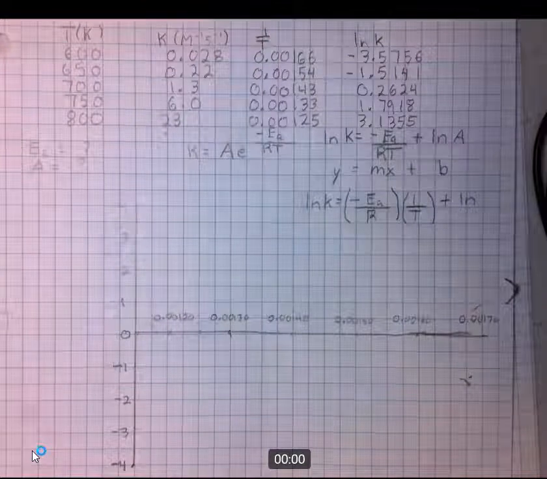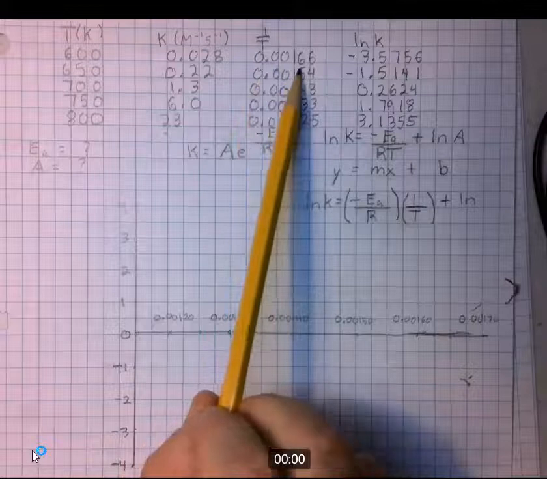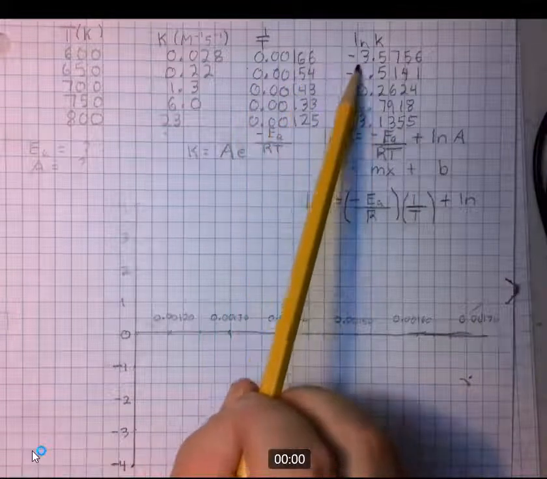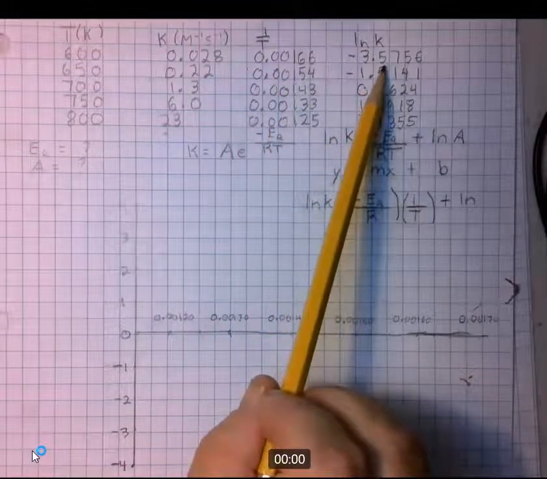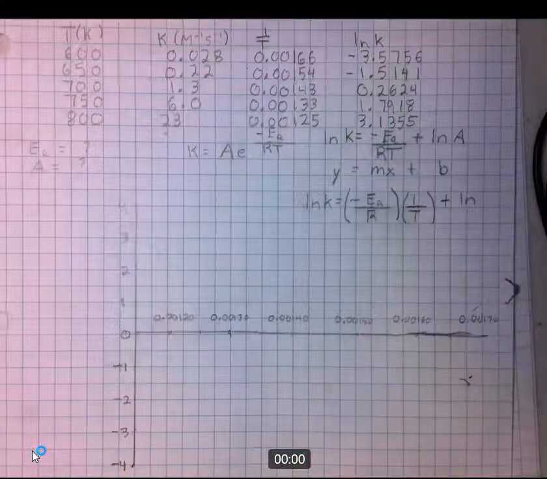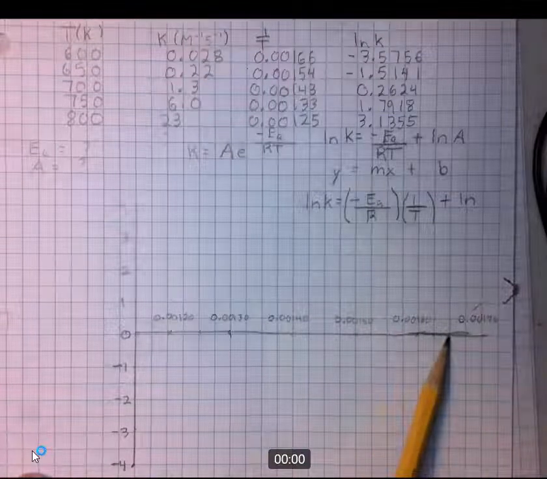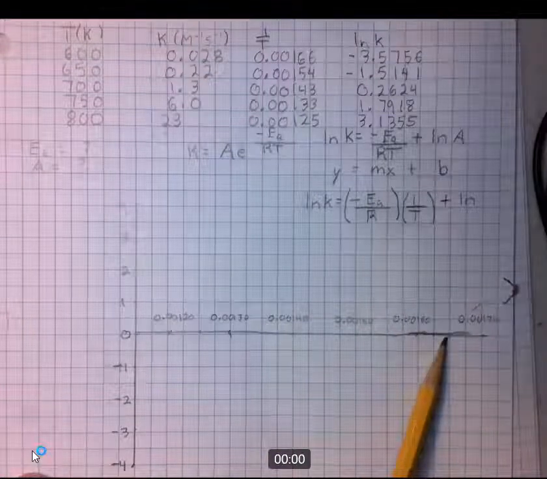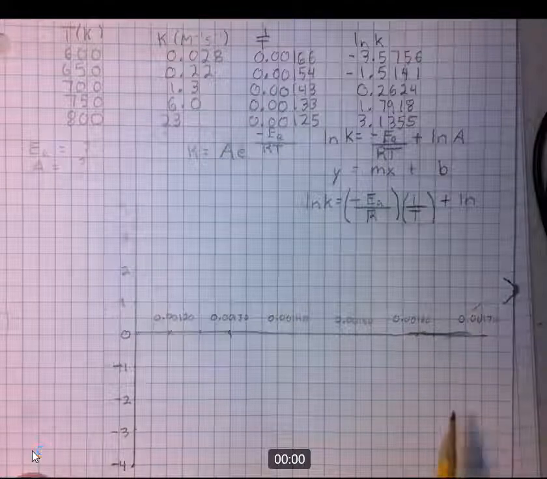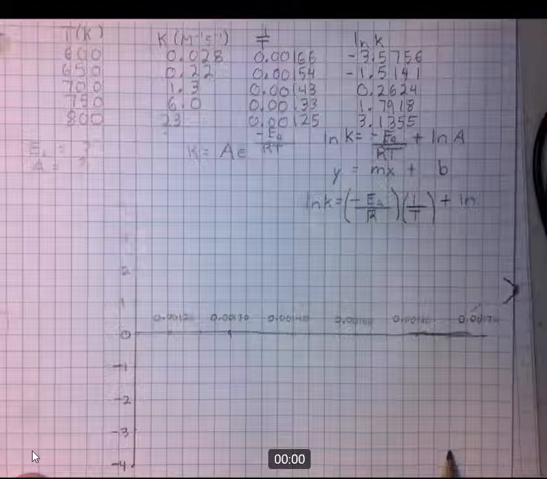All right, so let's look at our first point. We've got 0.00166 and negative 3.5, almost 3.6. So 0.00166 is going to be down here somewhere, and the negative 3.5 is going to be down here. So again, it's just kind of an approximation, but it's right about there.